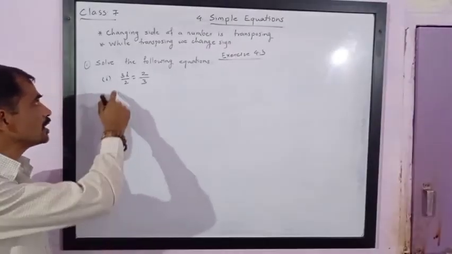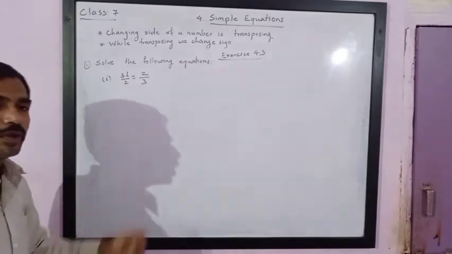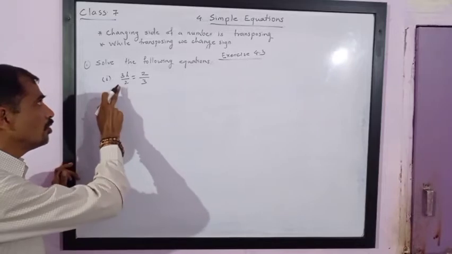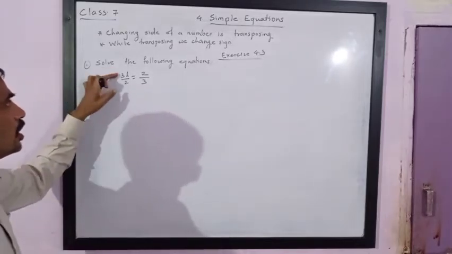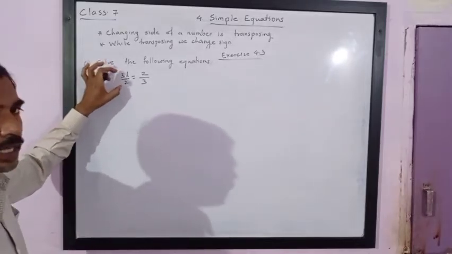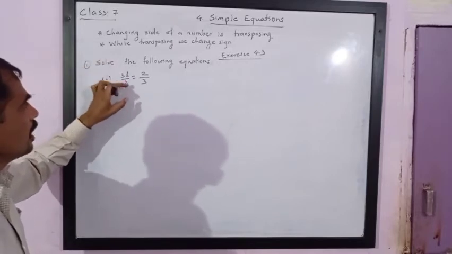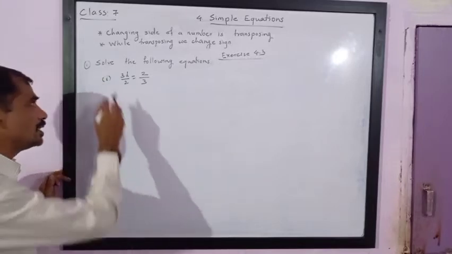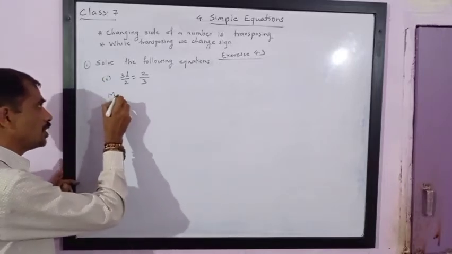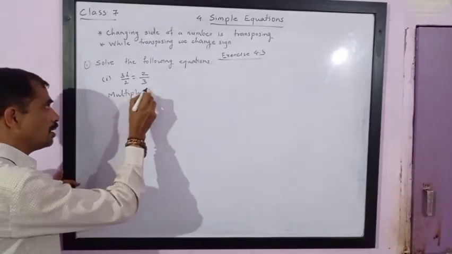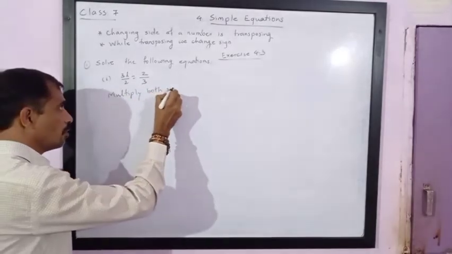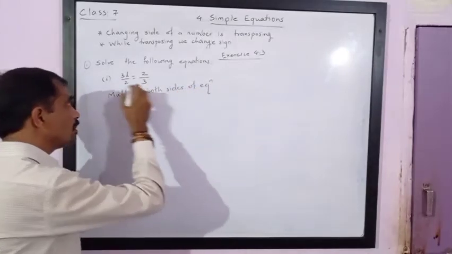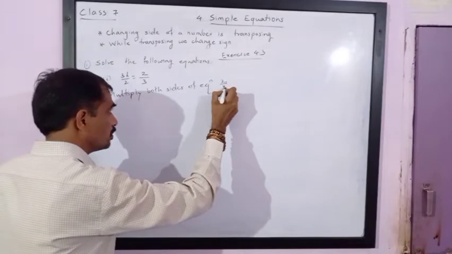Dear friends, next problem is 3L upon 2 is equal to 2 upon 3. So here we have to eliminate 3 upon 2. If you multiply both sides of the equation by 2 upon 3, this fraction will get eliminated. So in order to eliminate the fraction, we can multiply both sides by its reciprocal. I am using the short method: multiply both sides of the equation by the reciprocal of the fraction, that is 2 upon 3.